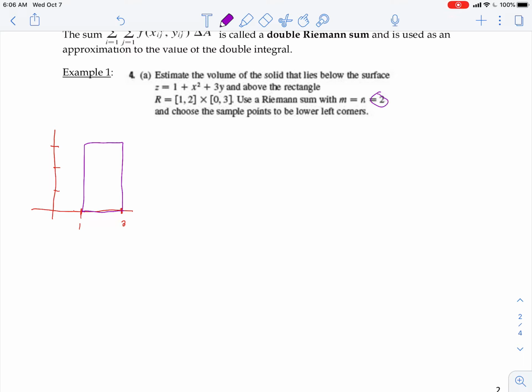I'm going to break it up into 2 subintervals for each m and n, m the x direction and n the y direction. So here's breaking it up into 2 subintervals in the x direction, so that's going to be 1.5. And then here's breaking it up in the y direction, and again, that's also going to be 1.5. So now I have 2 subintervals in both directions. And choose the sample points to be the lower left corners.